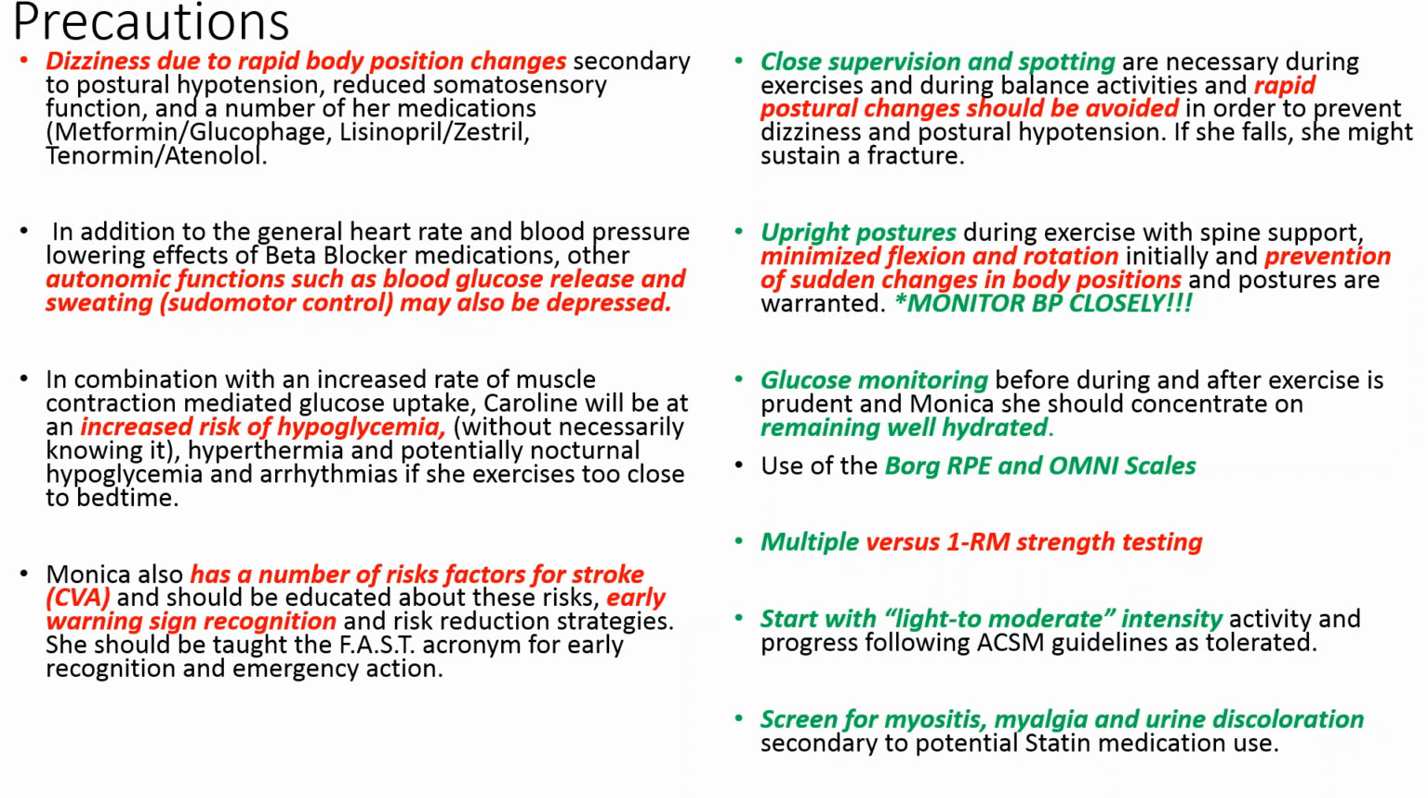FAST basically stands for face. You want her to smile and see if there's facial drooping. A stands for arms. She would abduct her arms at the shoulder joint to 90 degrees with her palms up, and then bring them out in front of her body so that they're in a 90-degree angle of shoulder flexion. What you're looking for is to see if one arm drops, and if they drift into pronation on that side. That's called pronator drift, and that's a sign of hemiplegia. That's a sign of weakness on that side.